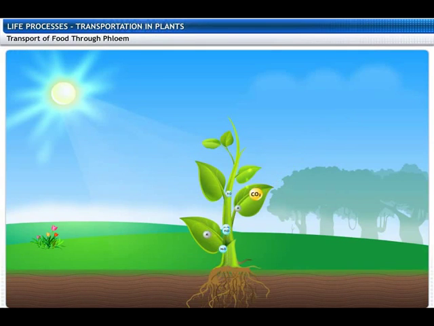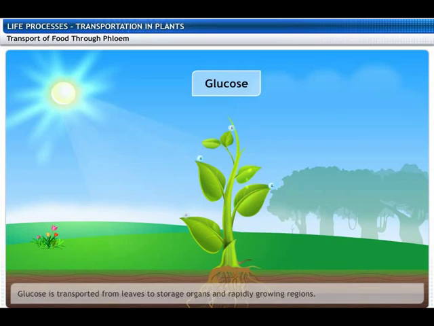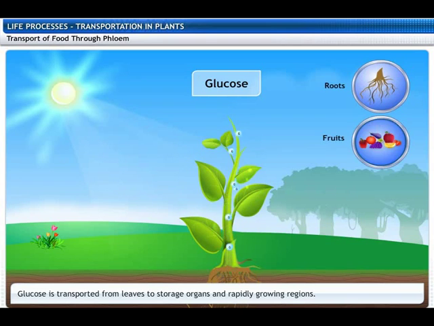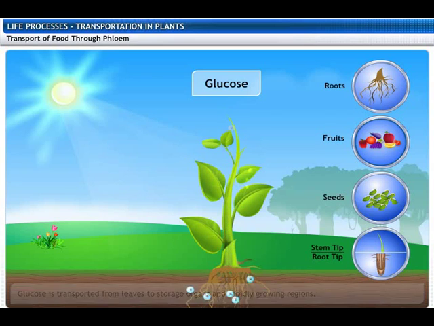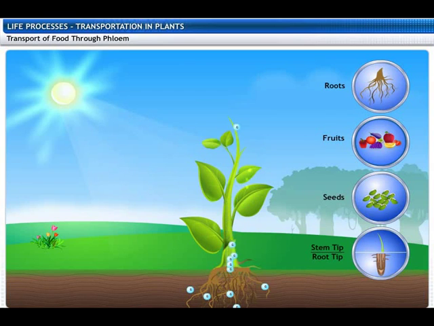Wondering what happens to the carbon dioxide, water, and minerals once they reach the leaves? They are used during photosynthesis to prepare glucose. This glucose is transported from the leaves to the storage organs of roots, fruits, and seeds, and to the rapidly growing regions of the plant. Thus, the food not only moves downward but also in upward direction.